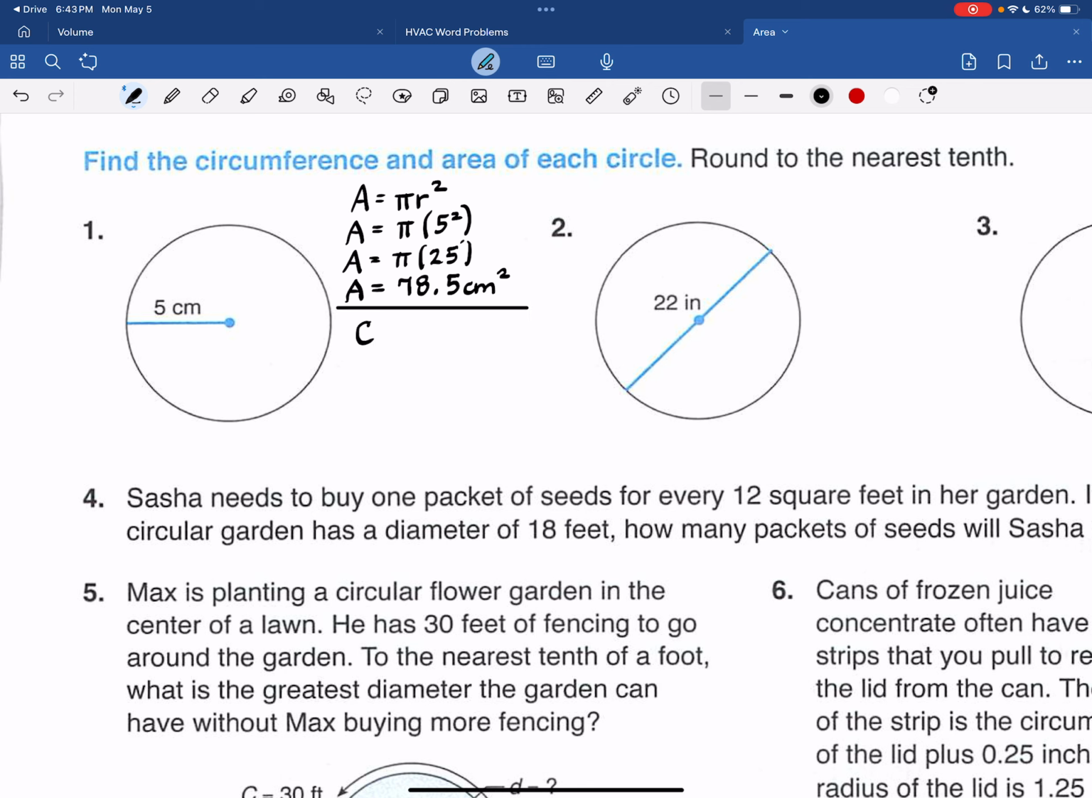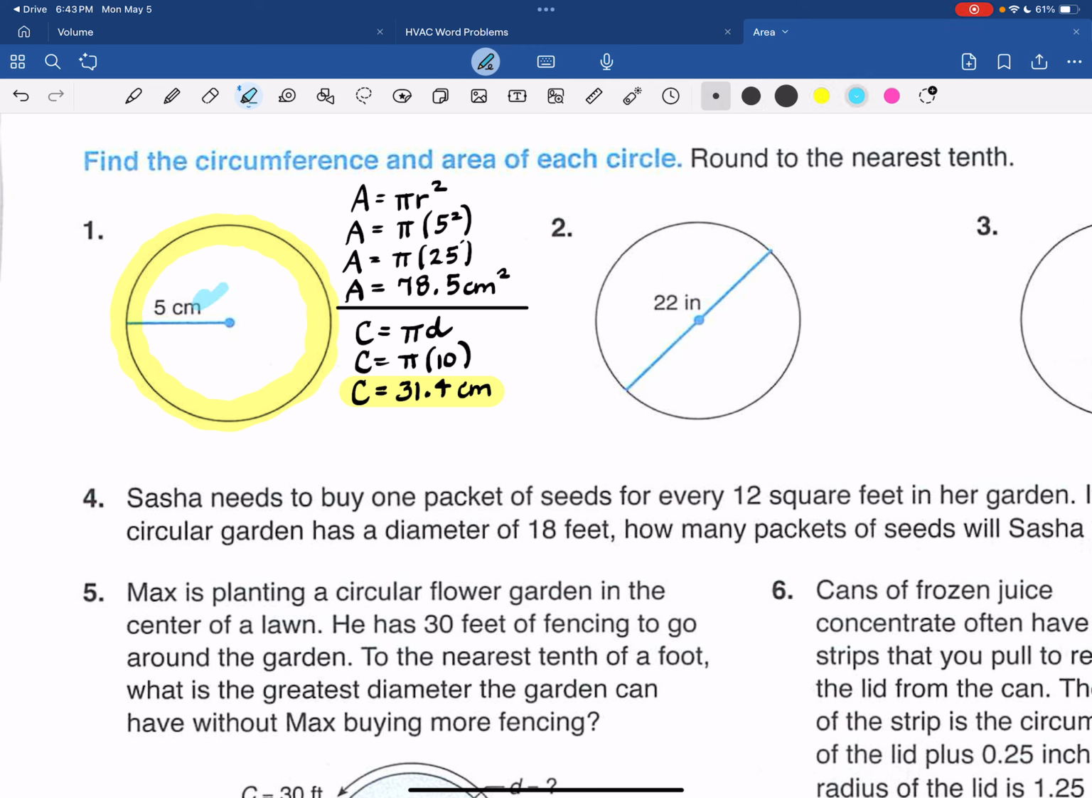And then circumference will be pi times diameter, or 2 pi r. You can use that as well. So C is pi times 10. So C is about 31.4 centimeters, not square centimeters, linear centimeters. And let me just remind you, circumference is this distance.